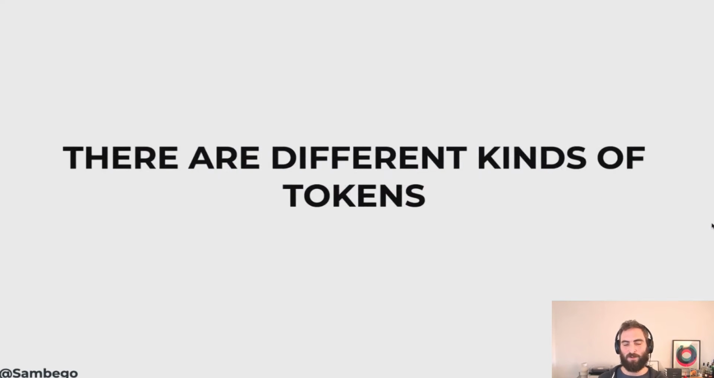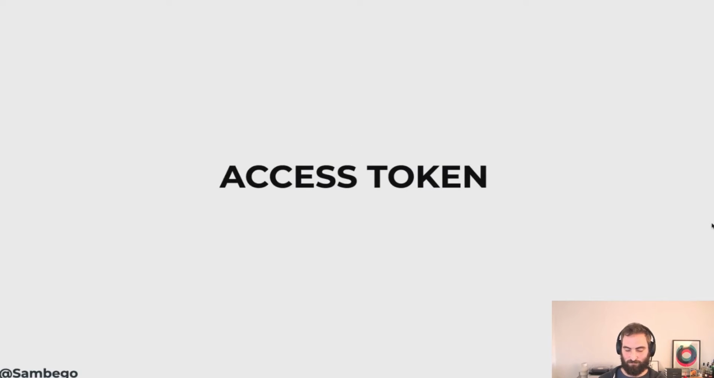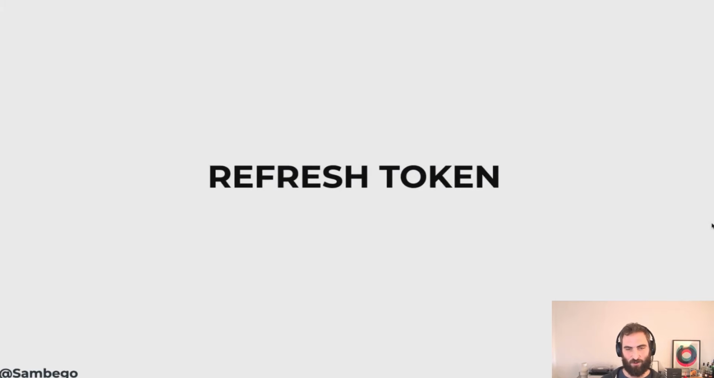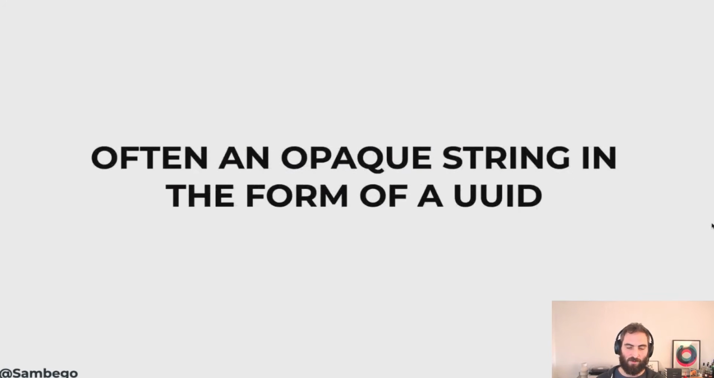And there are a bunch of different kinds of tokens. Maybe you've heard of an access token before. Maybe you've seen an ID token, and maybe you've even heard of refresh tokens before. These are a few different types of tokens that all do something different, but they're all considered a token. They're often an opaque string in the form of a UUID, which means they're often an ID which refers to something in your database, so you can get more meaning from that ID by looking in your database. But they don't have to be.